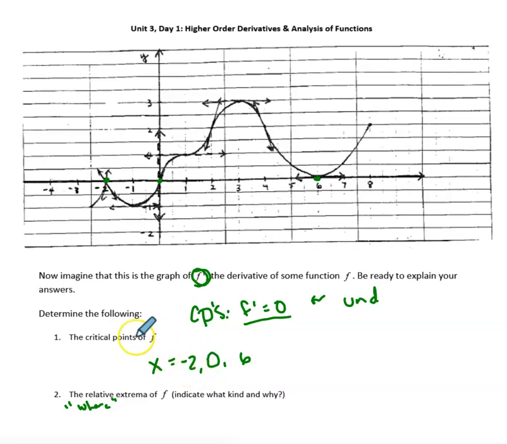And I'm first going to look at -2. Notice that the graph of f prime is negative and stays negative. That means the function f must be decreasing and still decreasing. Therefore, there is no relative extrema.